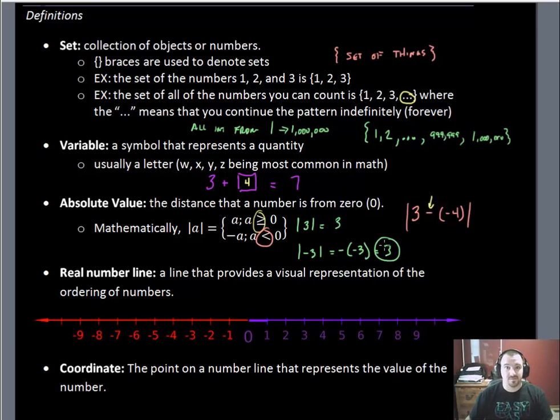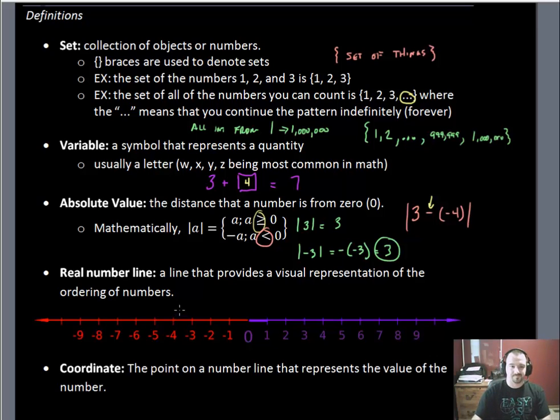It's still positive. Absolute value is always positive. Always. It can never be negative, ever, for any reason. It's going to try to trick you. There will be questions like that. Don't listen to them. It's always positive.